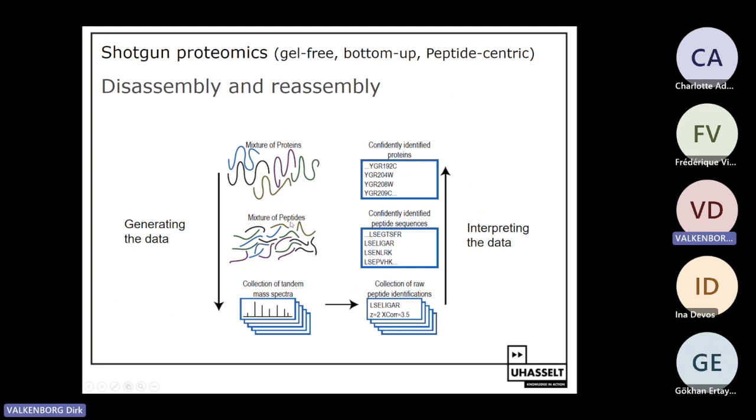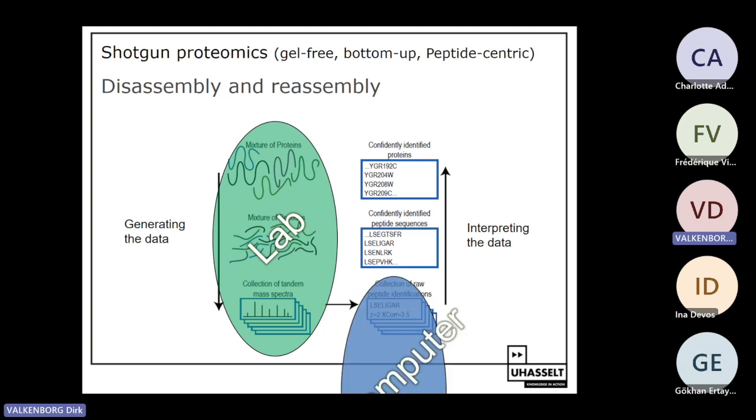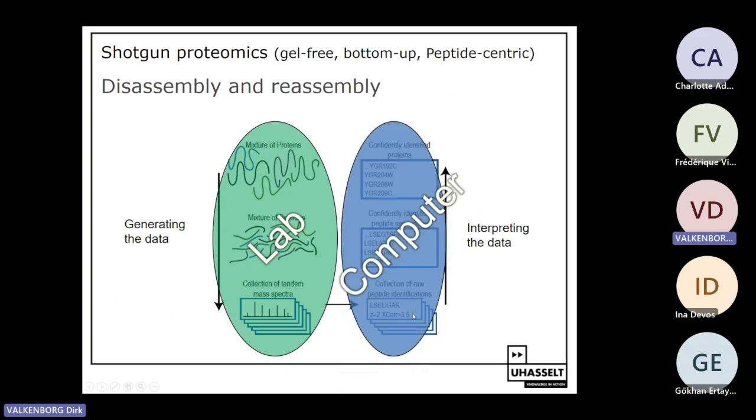Shotgun proteomics, also known as gel-free proteomics or peptide-centric proteomics, has two big steps. First, we have a disassembly step where we destruct the proteins into peptides and into fragment ions. That is how we generate the data, and we do that in the lab. Then we have a reassembly step, and that we do on the computer.